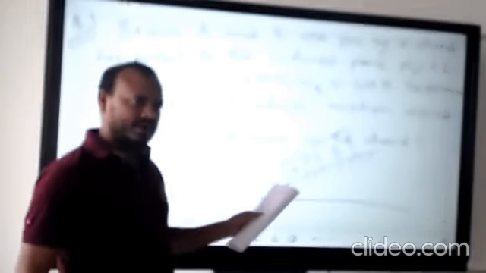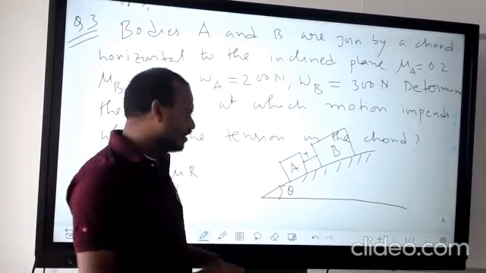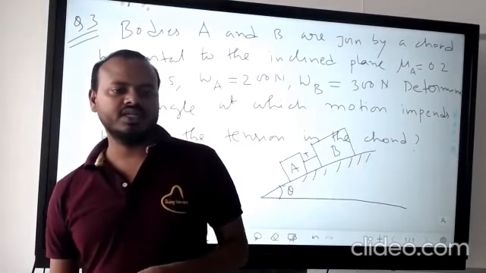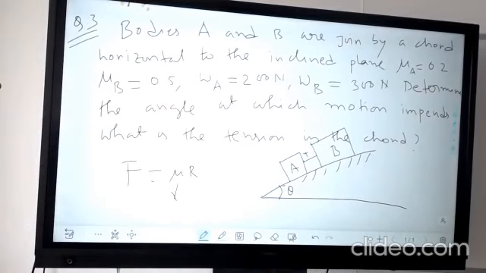So these are bodies A and B, two bodies. This is resting on this plane, and this plane makes an angle theta with the surface. We have to find this theta and the tension T in this cord. So draw the free body diagram, apply the equilibrium conditions, and again draw its free body diagram and apply the equilibrium conditions. Then only we will be able to solve this problem.